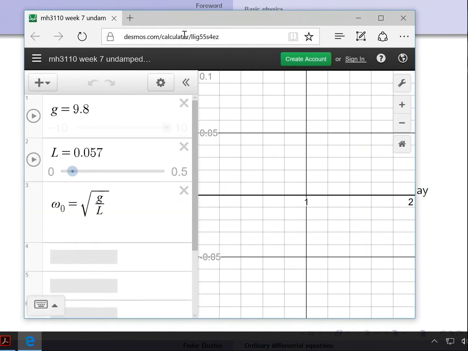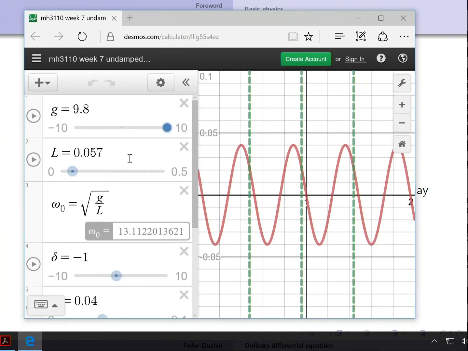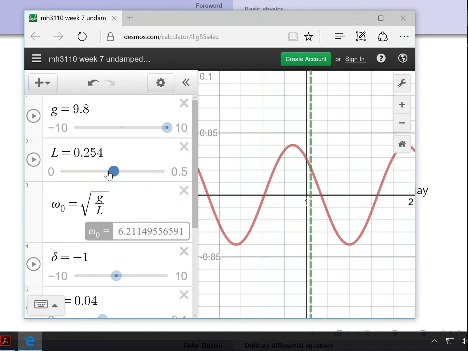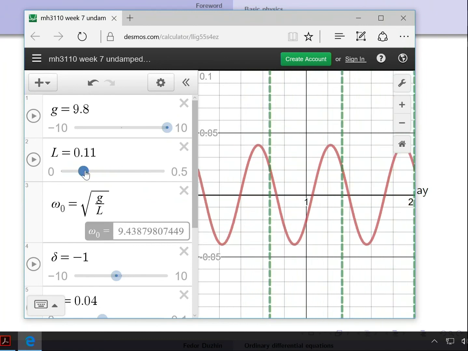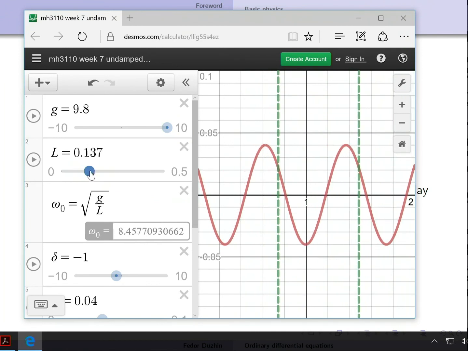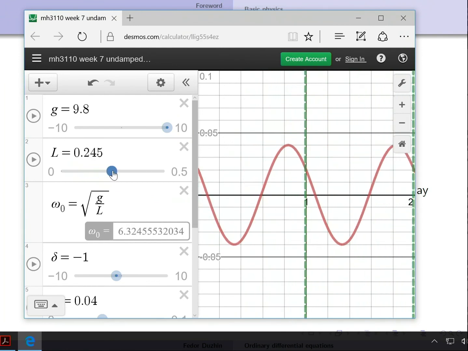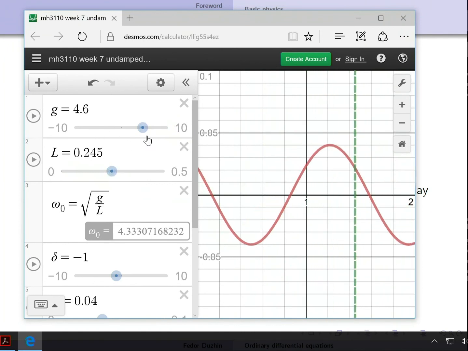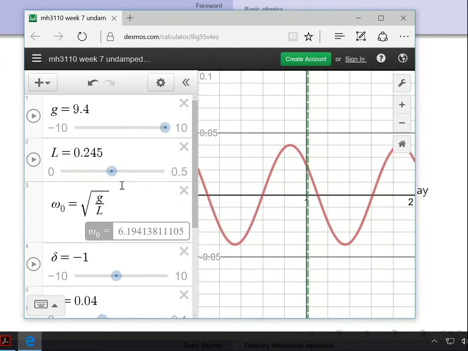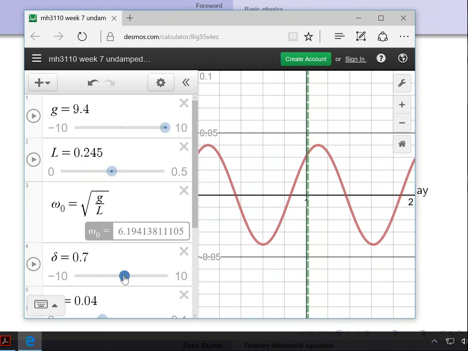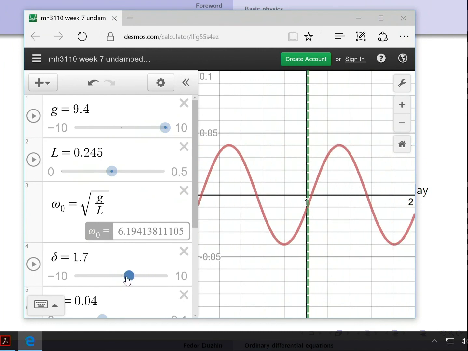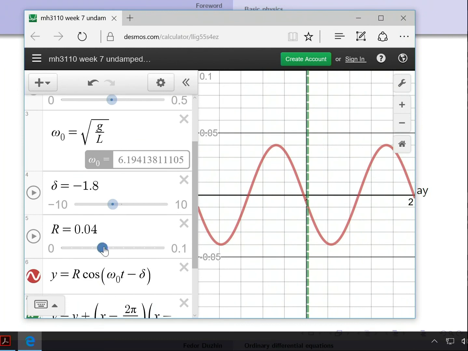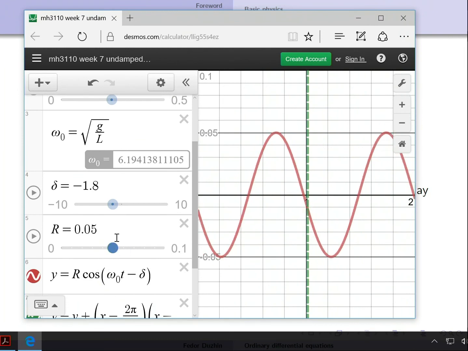So I prepared a little animation for you. For example, if you increase L, the original displacement, then you see that the period of the motion becomes bigger. If you decrease g, then the period of the motion becomes bigger. Changing delta means moving the graph left or right. That's the phase, and the amplitude is just how far it goes.